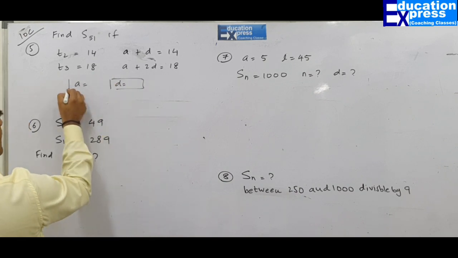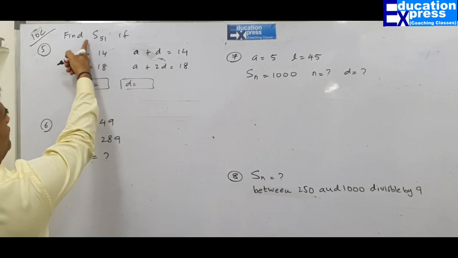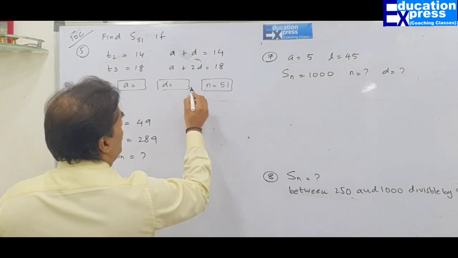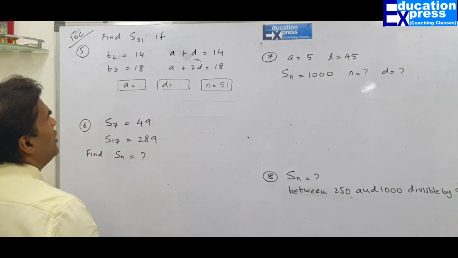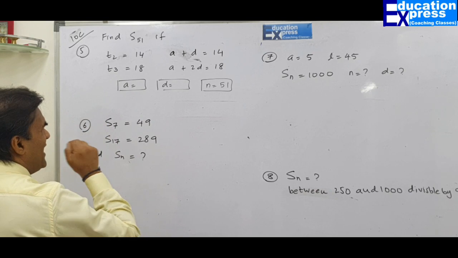Once the value of A and value of D is obtained, what we have to find? We have to find S51, sum of the first 51 terms. N equals 51. Since all 3 parameters are available with us, we can simply find the value of S51. Again, this question is exactly the same.